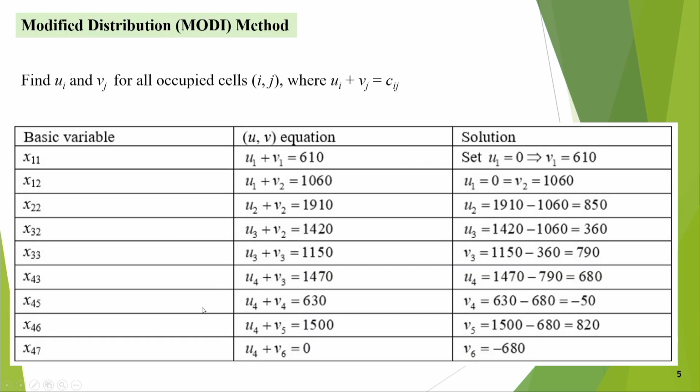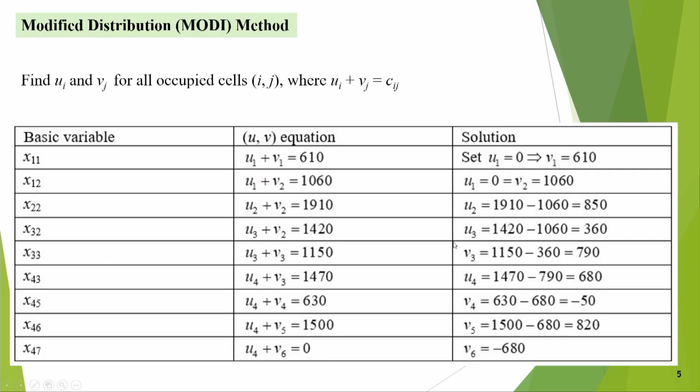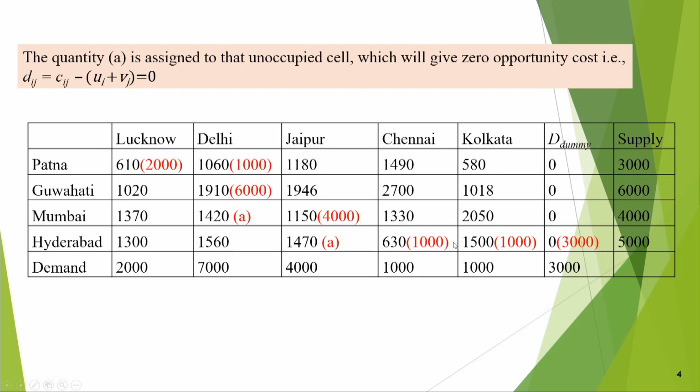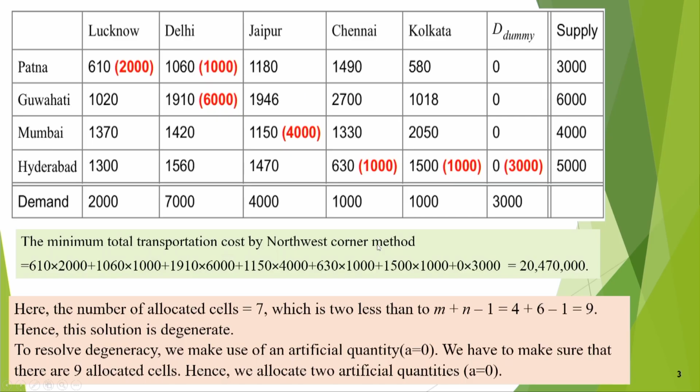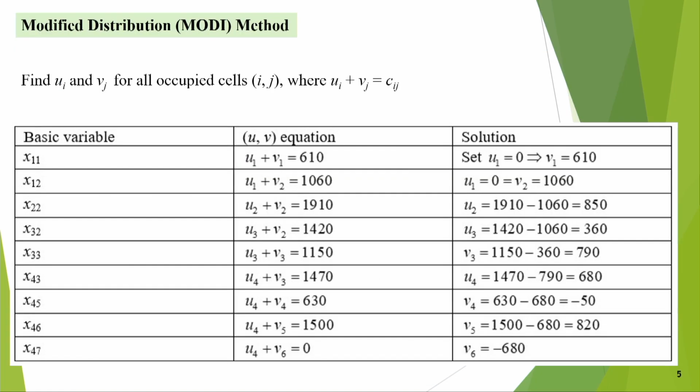Then similarly x45, x4 means Hyderabad, and 45 means Delhi, 1, 2, 3, 4, 5. That means 4, 5 means this is 630. It should have been 4 only. That is okay. Let me just do it here. This one is 4, 3, and this is 4, 4, and this is 4, 5, and this is 4, 6. Anyway, it doesn't matter. It is only some designation problem, but I am writing equations for all filled cells.